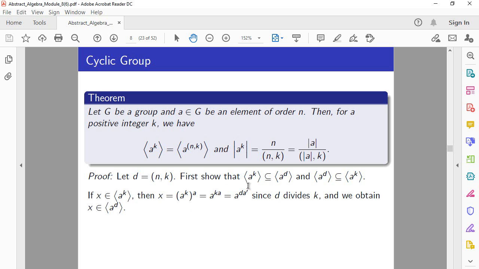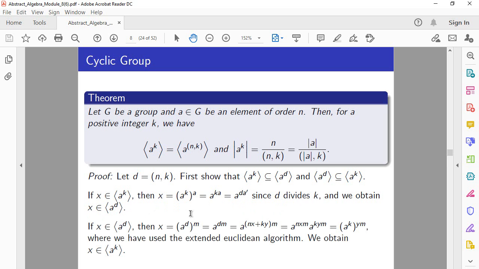If x is in the subgroup generated by a to the k, then x is some power of a to the k, let's say a to the k to the s, which is the same as a to the k times s. Now k is divisible by d, so we can write k as a multiple of d. So this exponent ks can be expressed as a multiple of d, so a to the d times some integer s prime, and that's because d divides k. And so we obtain that x is a power of a to the d. So then x is an element of the subgroup generated by a to the d. Okay, so that shows us that the subgroup generated by a to the k is a subset of the subgroup generated by a to the d. But now I want to do the opposite.